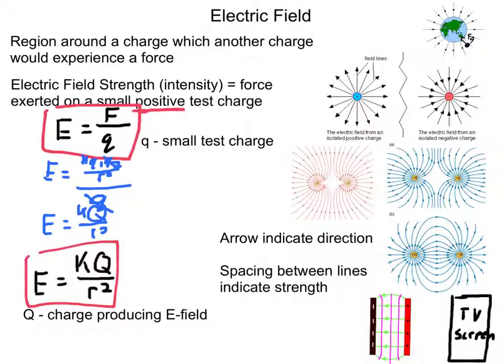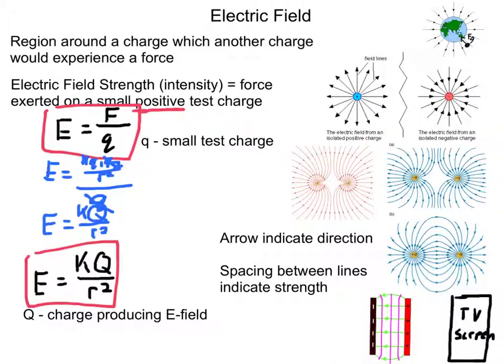Now, this bottom equation is in reference to the large charge. It generally would be considered large because it's larger than the test charge. But this is the charge producing the electric field. So the electric field strength is k, the large charge producing it, divided by the distance away you are from the charge, squared. So obviously the further out you get away from a charge, the weaker the electric field gets, and the closer in you get, the stronger.